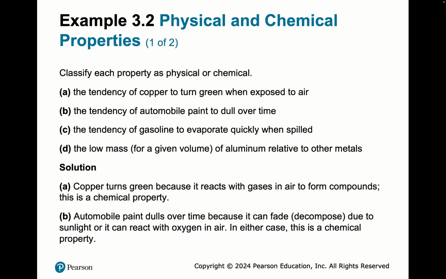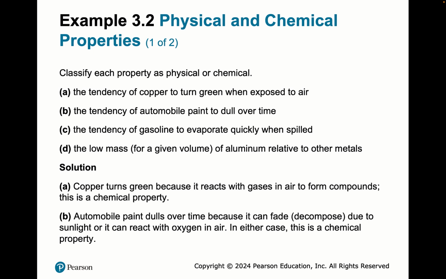Let's identify these as physical or chemical. Physical properties involve not changing the compound. It's just observing something without changing it. Chemical is something you observe by changing it. The tendency of copper to turn green when exposed to air: this is a chemical property, because the tarnish is a chemical reaction.